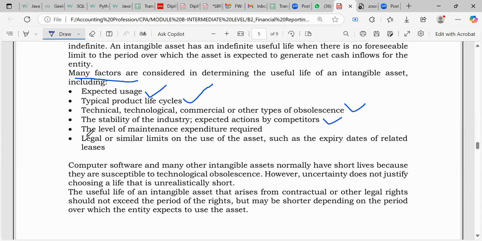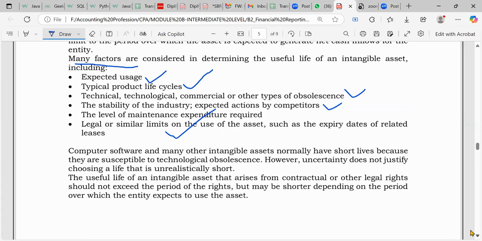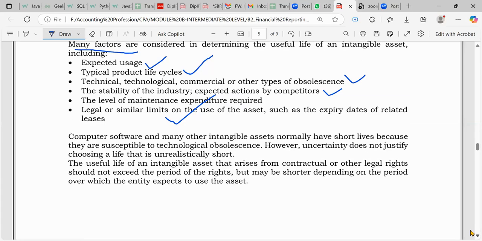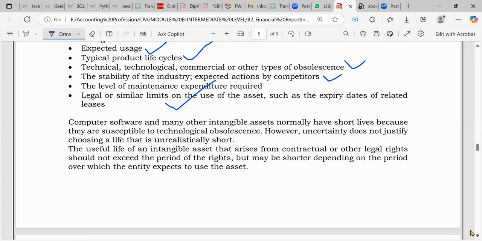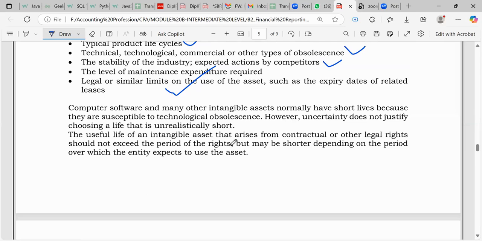Okay. And the other point here, we say the level of maintenance expenditure required. So actually, maybe the legal limit. Simply speaking, these are just the hints that the company would base on to come up with the reliable useful life of the company. So what remains here is just the literature.